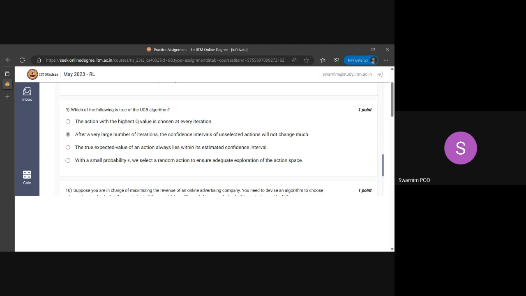We are talking about confidence interval, right? So in epsilon greedy, we don't take care of confidence interval at all. We just look at the estimates at a particular time t, right? Okay. Right.